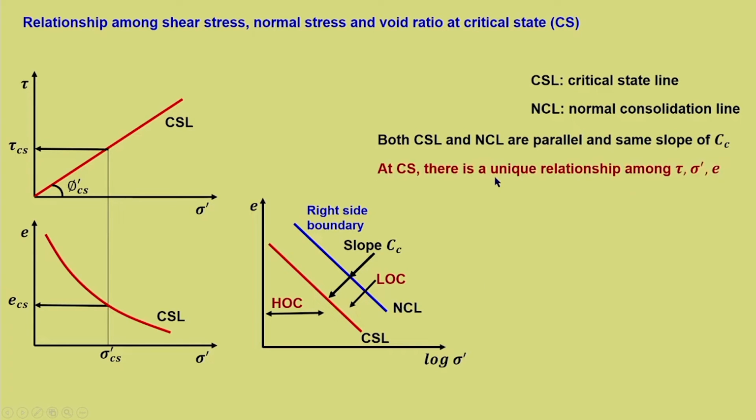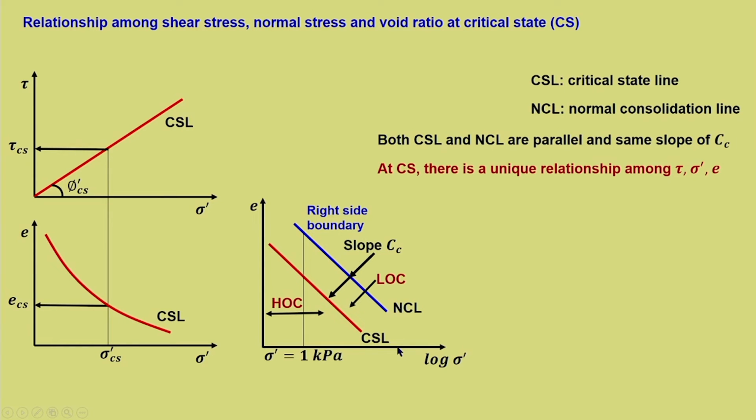At critical state, there is a unique relationship among tau, sigma dash and e. That is, at this particular line or this particular line, there is a unique relationship among all the 3 parameters, that is tau, sigma dash and e.